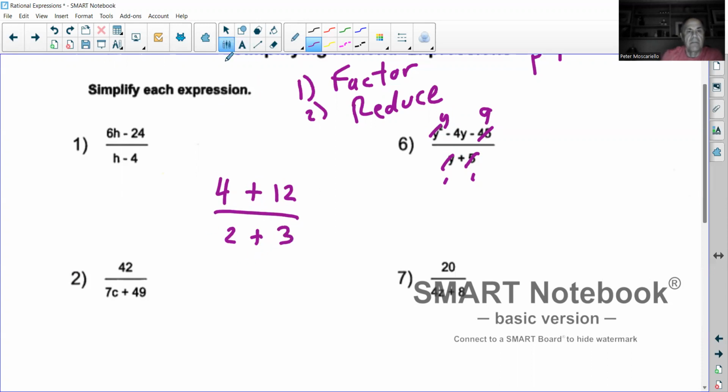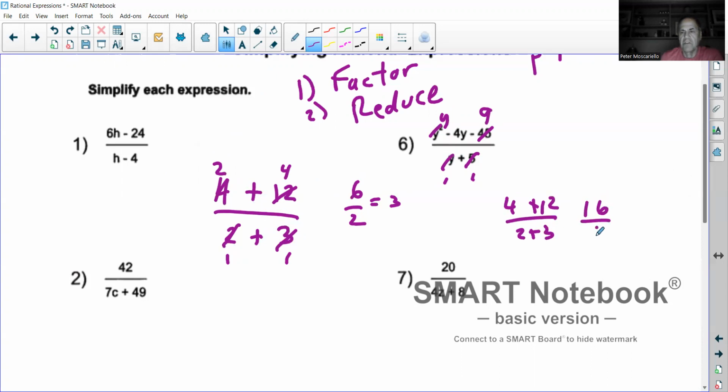Can we say, well, let me just cancel this 2 with the 4 like that, and this 3 with the 12 like that. 2 plus 4 is 6. 1 plus 1 is 2 on the bottom. That should equal 3. But it doesn't, because 4 plus 12 over 2 plus 3 is 16 over 5, which is not 3. Close to 3, but it's not 3. See, you cannot cancel things that are being added or subtracted to each other. You cannot cancel terms. Terms are being added or subtracted from each other.